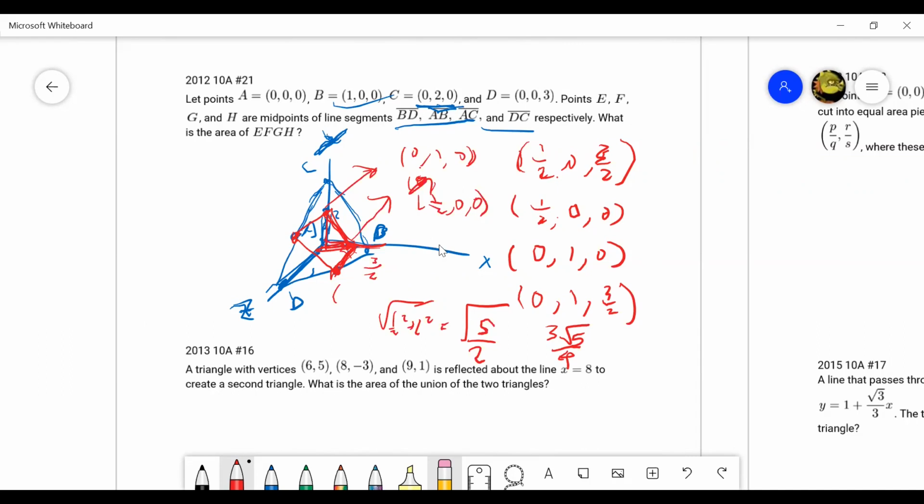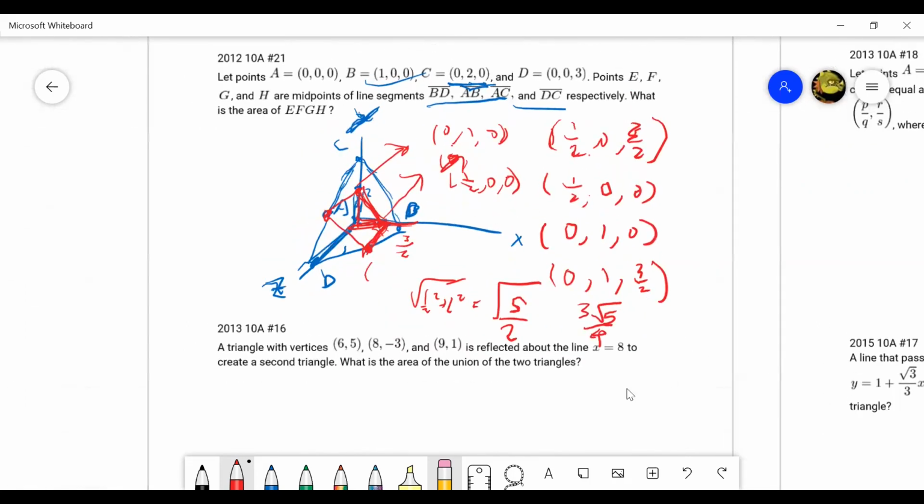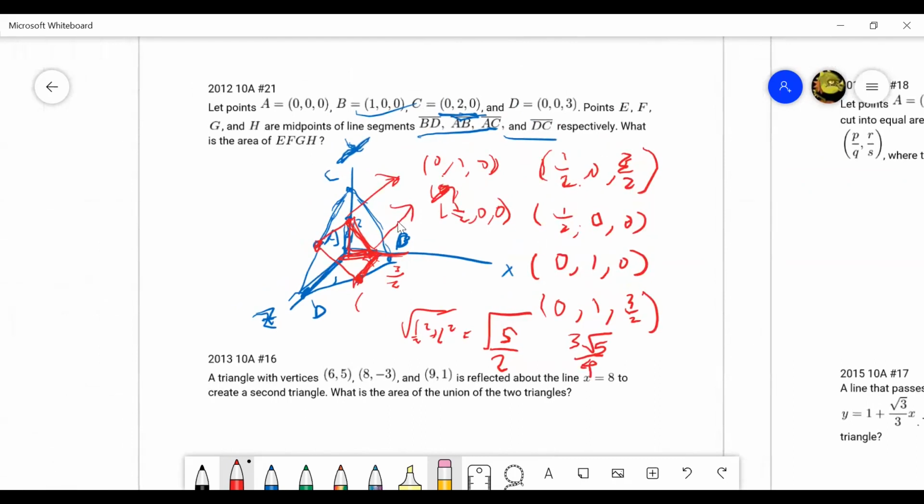So yeah, that was kind of messy, but again, the concept is you can use coordinates to find the relative locations of the points to each other. Then from there, you can determine a shape, and then once you know the shape, find the side lengths, and then you find the area. So yeah.